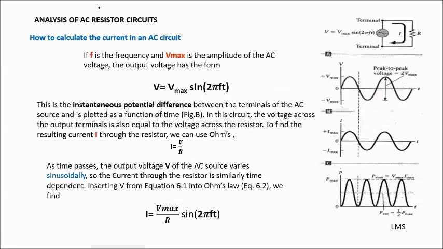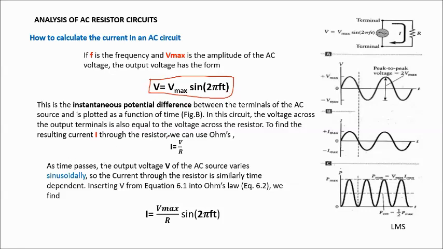Okay. Analysis of AC resistor circuits. How to calculate the current in an AC circuit. So if f is the frequency and Vmax is the amplitude of the AC voltage, the output voltage has the form of V is equal to Vmax sine of 2 pi ft. So this is called instantaneous potential difference. Kasi magbabago at any instant, no?